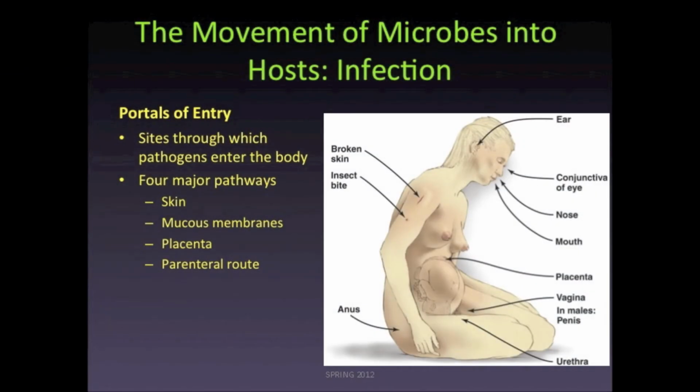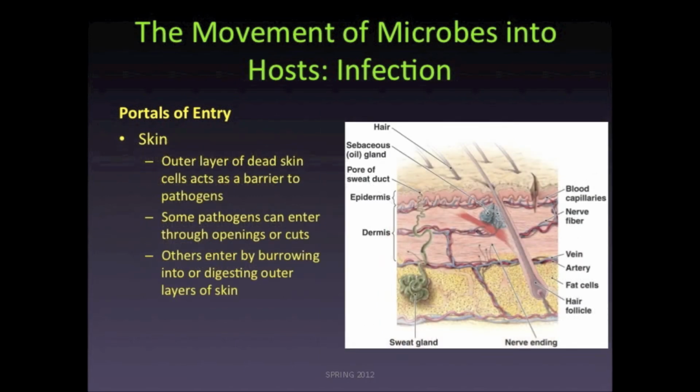The route through which a pathogen enters the body is known as a portal of entry. Portals of entry include the skin, mucous membranes, placenta, and parenteral route. The skin is composed of many layers of cells that typically act as a barrier to prevent the entrance of most pathogens. However, if the integrity of the skin is broken, infection can easily be established.